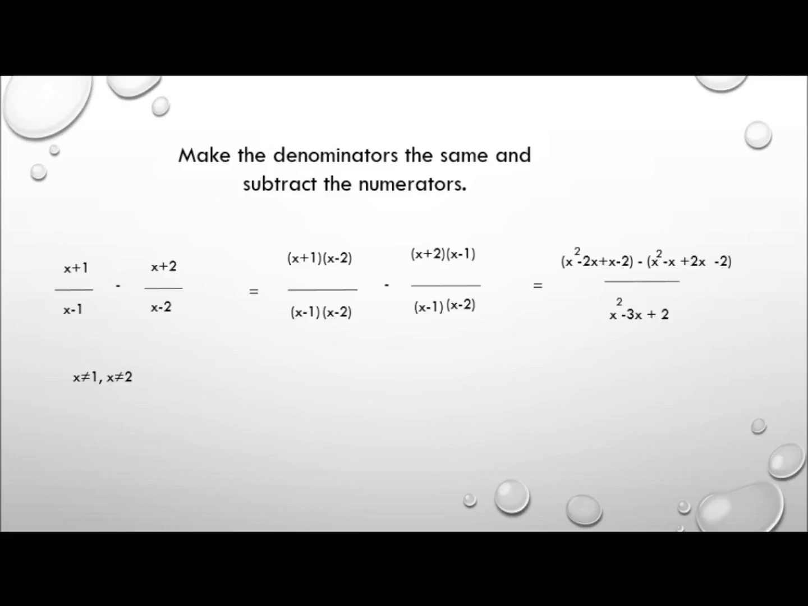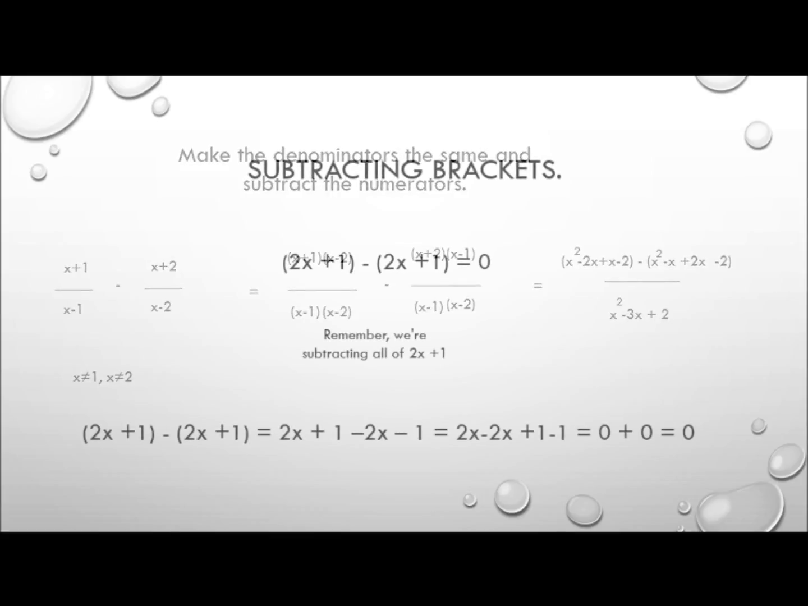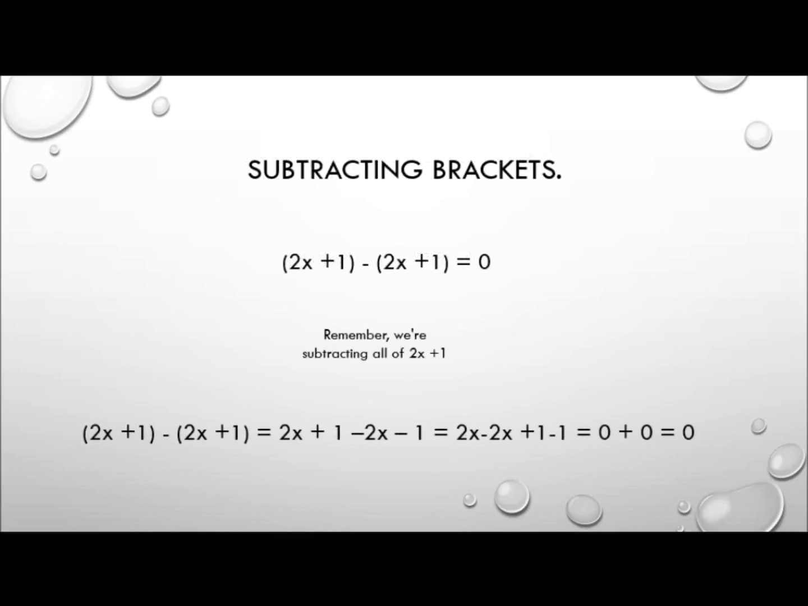Now that the denominators are the same, we can just combine the numerators. When we subtract bracketed terms, the most important thing we remember is that we are subtracting all of whatever it is that's inside the brackets. Now, if we have something like 2x plus 1 minus all of 2x plus 1, we would expect the answer to be 0 because we're subtracting the same thing.